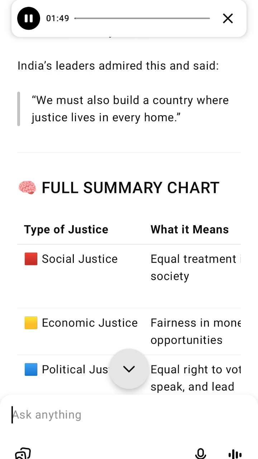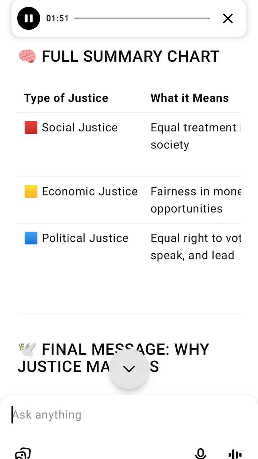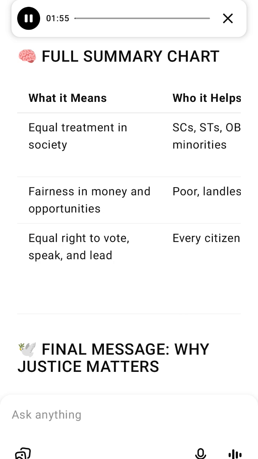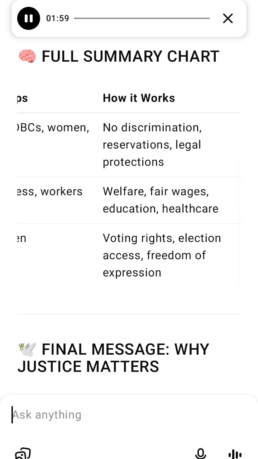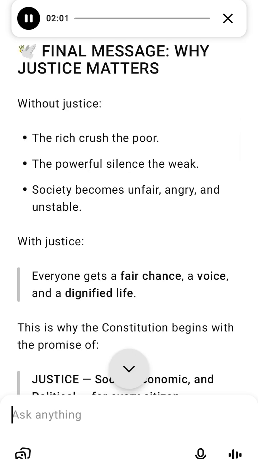Social justice, equal treatment in society, SCs, STs, OBCs, women, minorities, no discrimination, reservations, legal protections. Economic justice, fairness in money and opportunities, poor, landless workers, welfare, fair wages, education, healthcare. Political justice, equal right to vote, speak and lead, every citizen, voting rights, election access, freedom of expression.